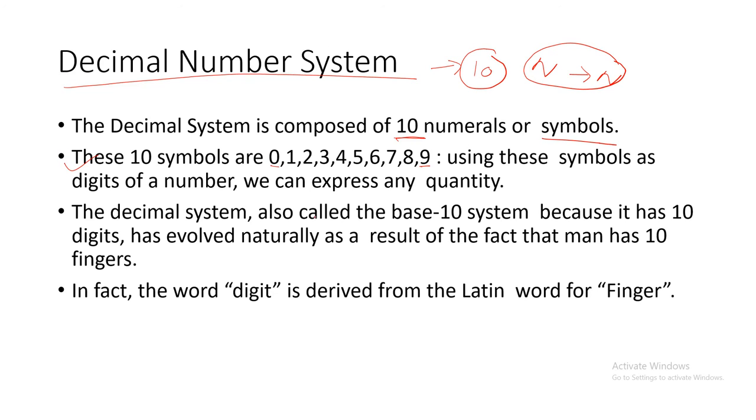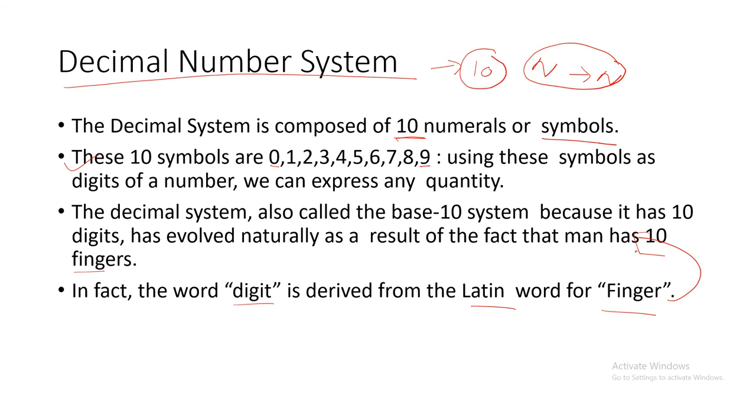The decimal system is also called the base 10 system because it has 10 digits, and it evolved naturally as a result of the fact that man has 10 fingers. As you can clearly see, digit in Latin means finger. So it originates from there.